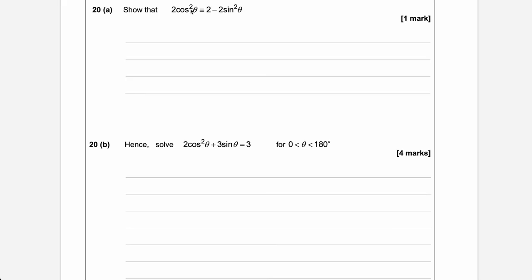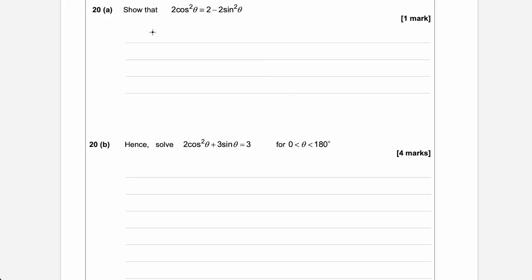Show that 2 cos squared theta is equivalent to 2 minus 2 sine squared theta. Okay, so that means, guys, we're going to take the left-hand side and show that it equals the right-hand side. When you have this equivalent sign, you can't work across it the way you would if you were solving an equation. So we just need to make this equal to this. You can actually make the right-hand side equal to the left-hand side, but let's just do the left-hand side.